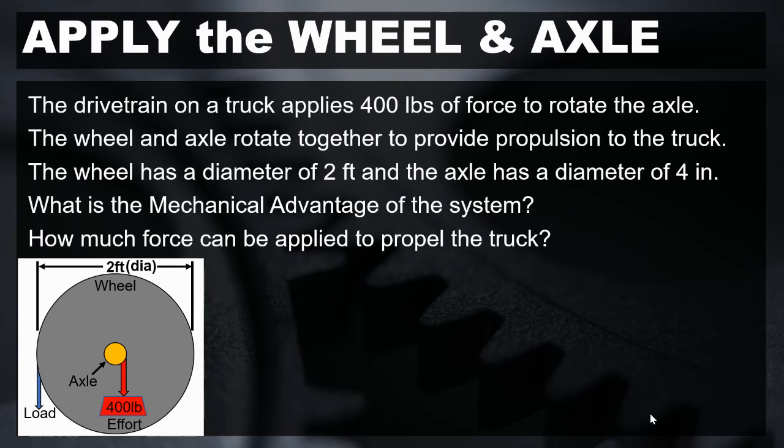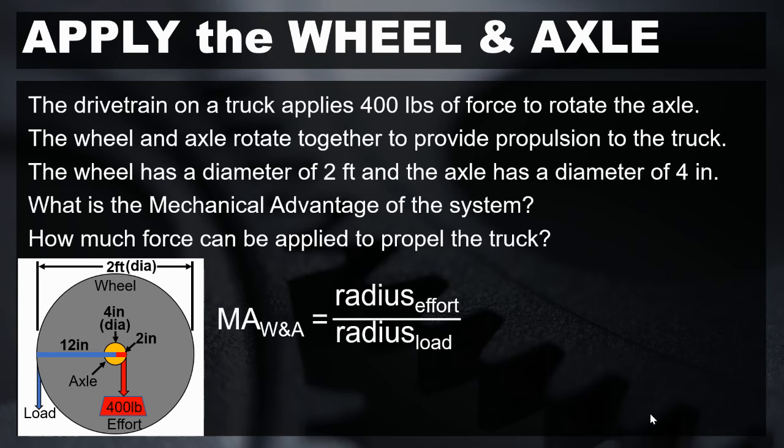We know that our wheel is 2 feet in diameter, and we know that our axle is 4 inches in diameter. We need to convert this into radius. A 4-inch diameter axle has a 2-inch radius, and a 2-foot diameter wheel has a 1-foot radius. We need to convert 1 foot into 12 inches so that we have similar units in solving our problem.